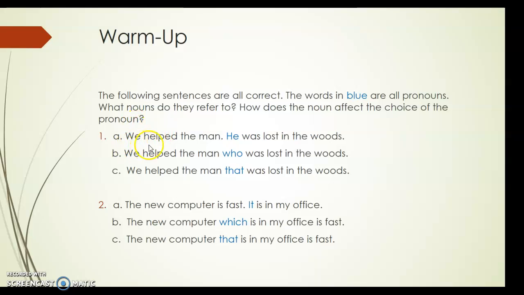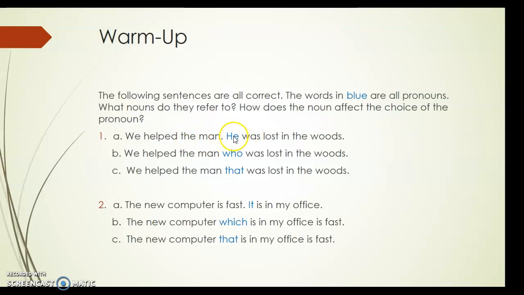Now, look at the first example, letter A. We helped the man. He was lost in the woods. Now, class, we have two different sentences here. We have he, which is in blue, which we talked about earlier. But he refers to the same person as in the first sentence. So we want to put them together.